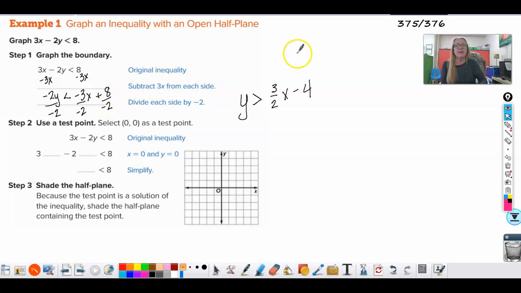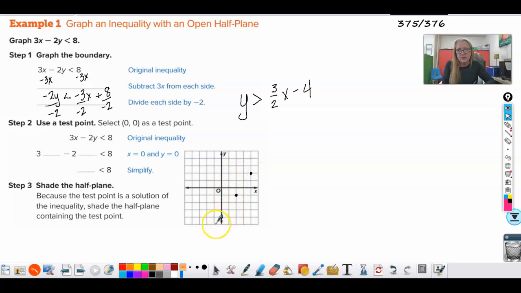So then you would go ahead and pretend this says y equals 3 halves x minus 4, but graph it with a dotted line, okay? Our y-intercept is negative 4: 1, 2, 3, 4. We'll put a dot here. And then our slope is 3 halves, so that would be up 3, right 2. I'm going to do it again. Up 3: 1, 2, 3, right 2.